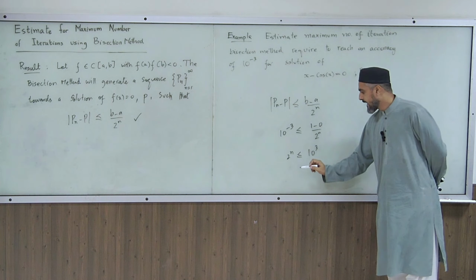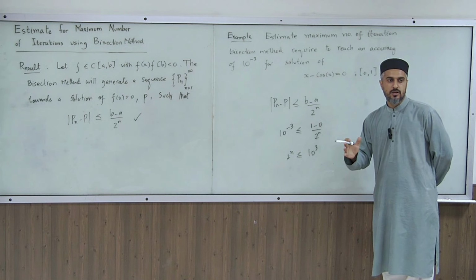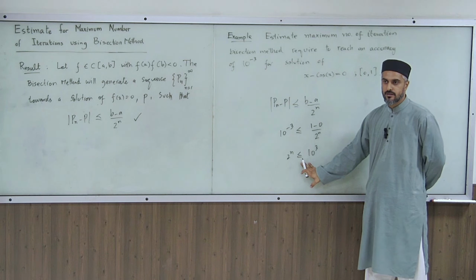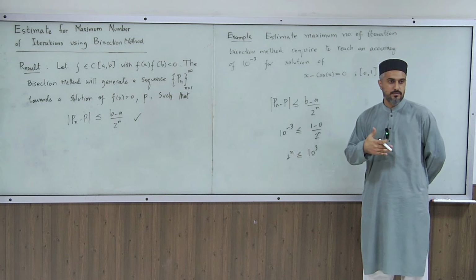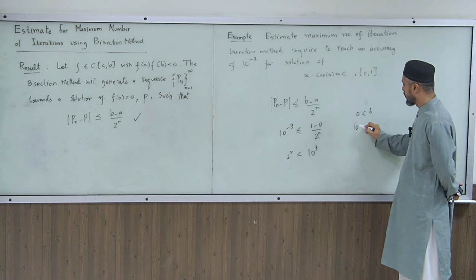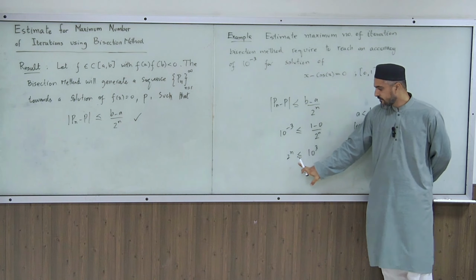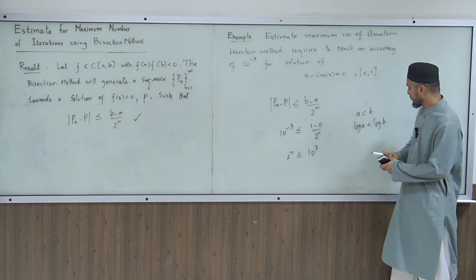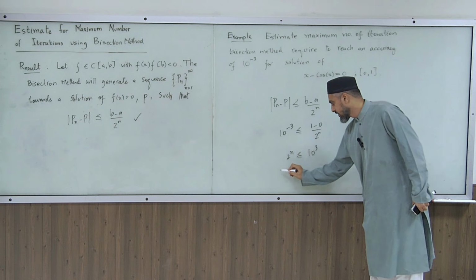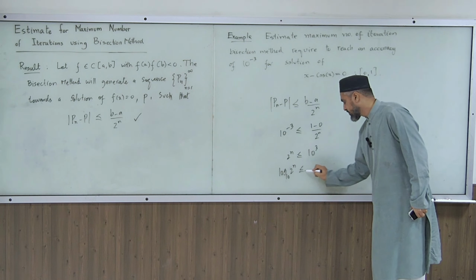Then if you apply a log on both sides, log is a function that does not affect the inequality. If a number is less than another number, then the log of that number is also less. So if a is less than b, log of a will also be less than log of b. So there will be no effect on the inequality. So if I apply the log of base 10 on both sides, we have log of base 10.